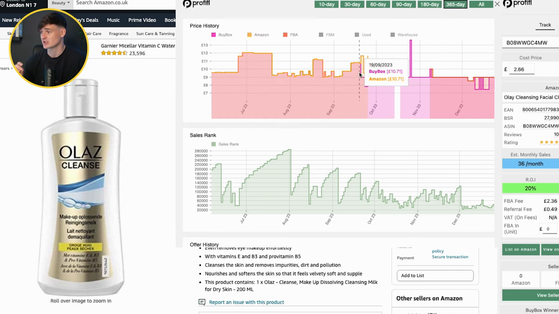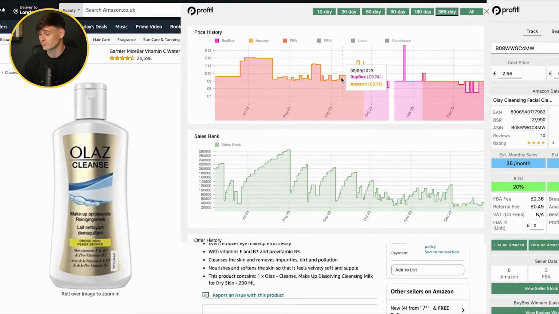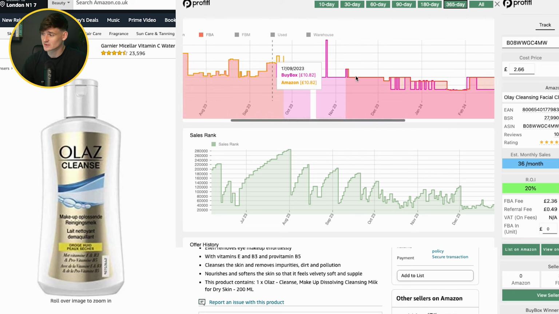Now, interestingly, with changes to a year price graph, we can see Amazon were previously selling on this listing last September. So what does that actually mean for us? Well, it means Amazon may come back onto this listing. Realistically, they will. There's no reason for them not to. So it's just something to bear in mind.